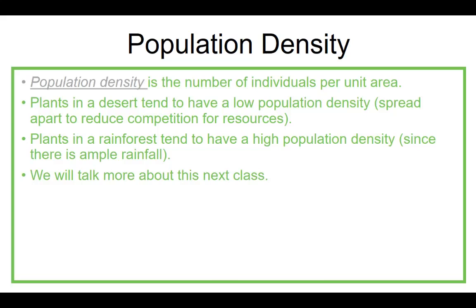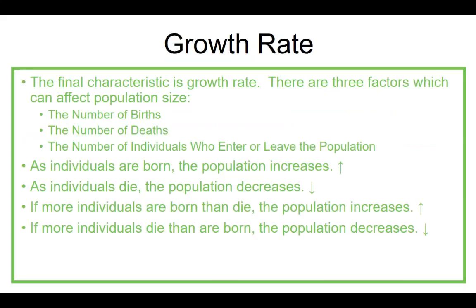The last one that I want to talk about, the one we're going to spend a little extra time on, is growth rate. This is the final characteristic of populations, and there are three factors which affect population size. One, the number of births, two, the number of deaths, and three, the number of individuals who enter or leave the population. This should be pretty straightforward: as individuals are born, the population goes up. As individuals die, the population goes down. If more individuals are born than die, the population goes up.